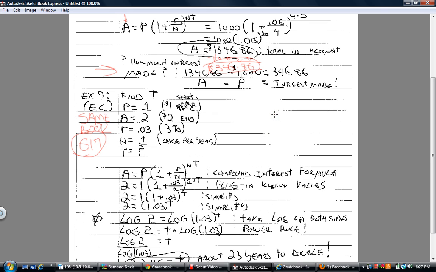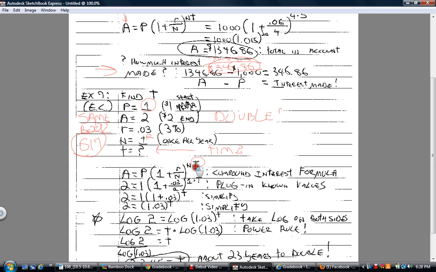The key thing here is to realize P is $1 to start with. Now, how long will it be for A to double? That's the doubling part. How much time? That's what we need to figure out. The interest rate is 3%, which is 0.03, and the number of times compounded is once per year. That was given to us. So it's kind of plug and chug, you plug in the values.